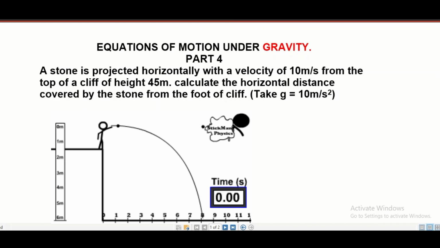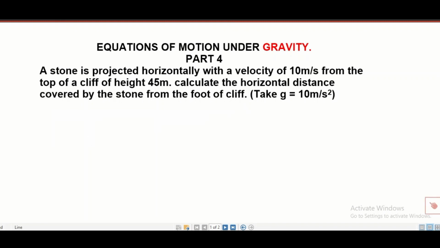A stone is projected horizontally with a speed of 10 meters per second from the top of a cliff of height 45 meters. Calculate the horizontal distance covered by the stone from the foot of the cliff. All right, let me use this diagram to illustrate the question.